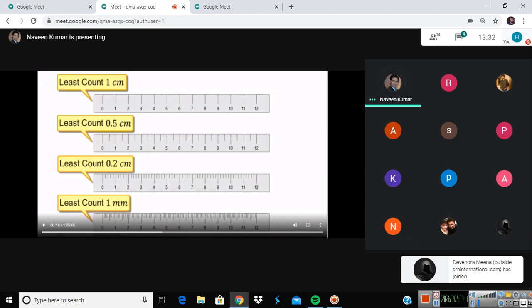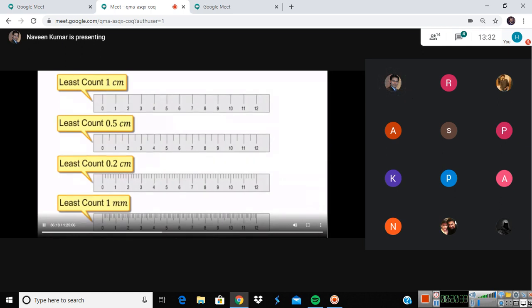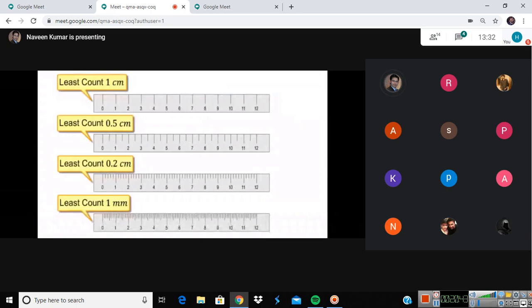Okay, is it clear? Least count is the smallest value of measurement that can be measured using an instrument.